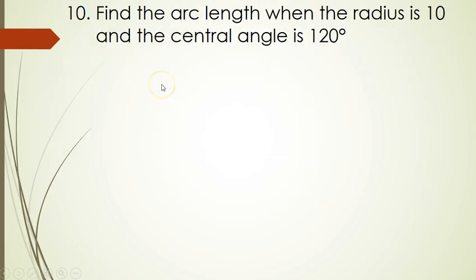Number 10 says find the arc length when the radius is 10 and the central angle is 120. Arc length, that formula is on the formula sheet, and that would be pi r squared theta over 360. Theta is always the angle measure. So we have the central angle measure of 120 here. That's what's going to go in for theta. We have 10 here. That is our radius. That's going to go in for our r.